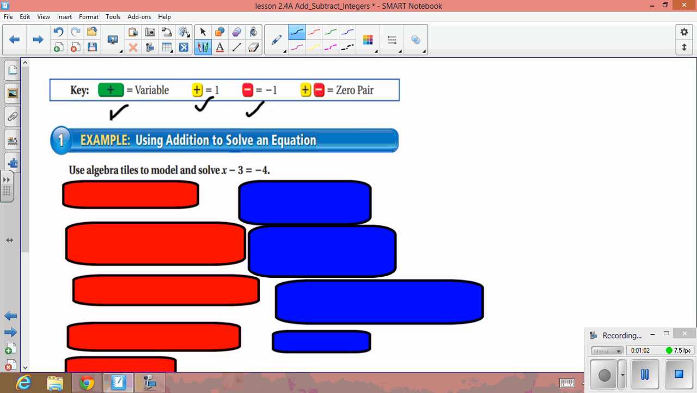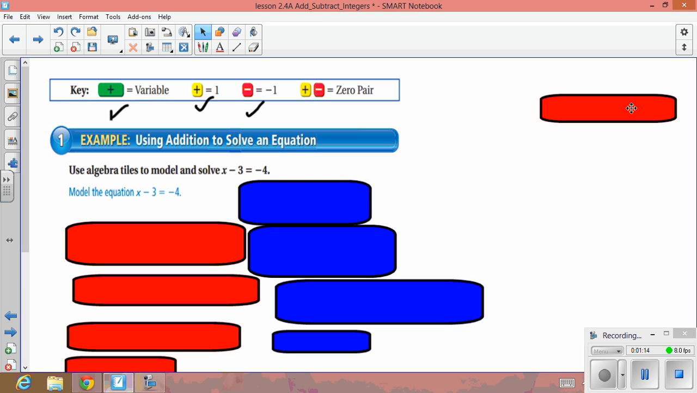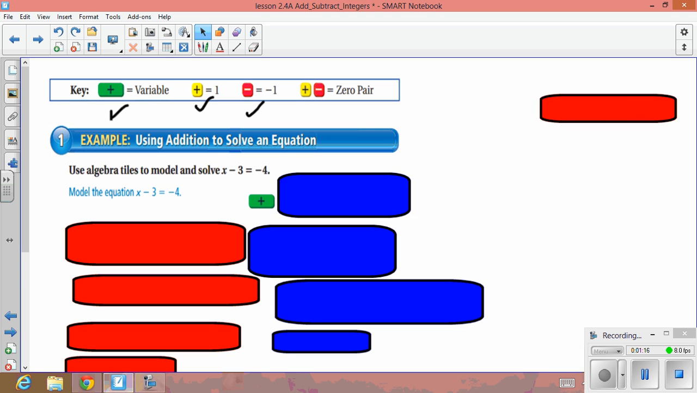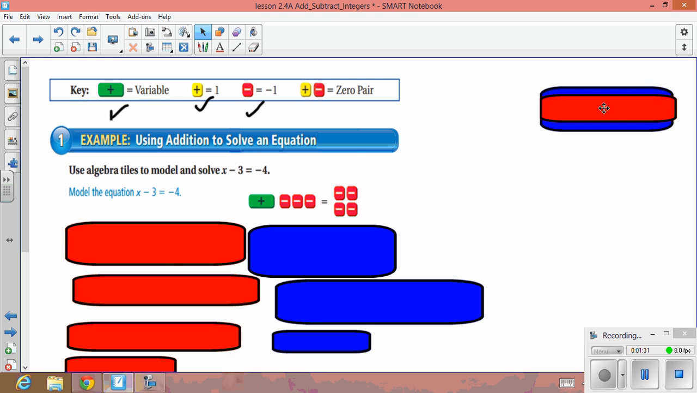So let's take a look at our first equation, x minus 3 equals -4. And what we would like to do is model the equation. So there's my x. Since it's -3, I'm going to use 3 reds. Remember, -3 is the same as plus opposite. And then it equals -4.